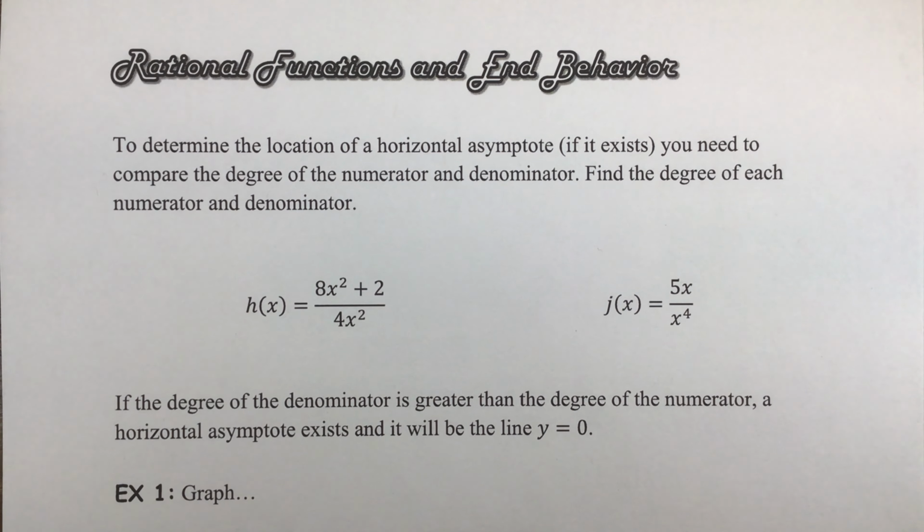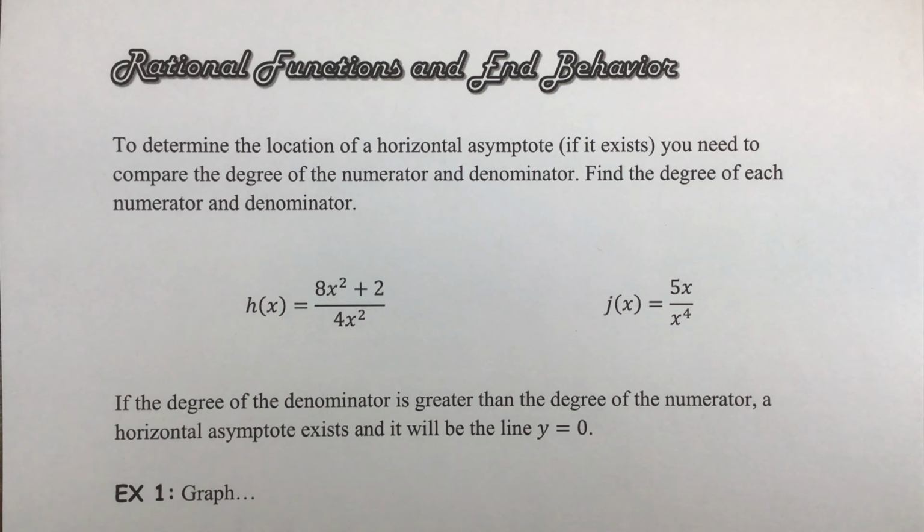Rational functions and end behavior. In this video, we're going to be looking at horizontal asymptotes, how to find them if they exist, and where they would be located. And all of it's going to come down to a comparison between the degree of the numerator and the degree of the denominator.